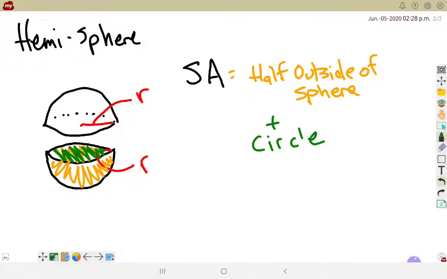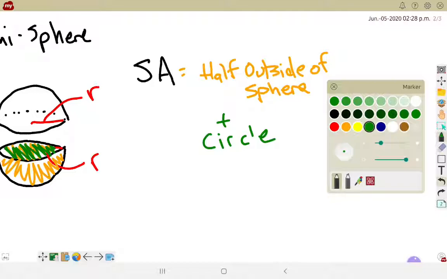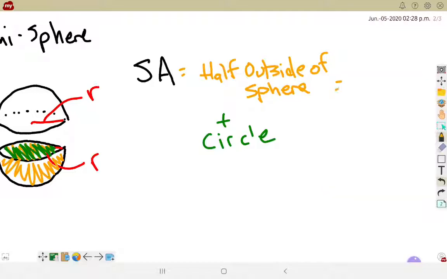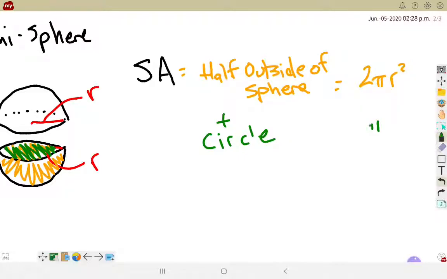Now it has the same radius as the hemisphere. So if the outside of the sphere is 4 pi r squared, and I'm going to cut that in half, so now I've got 2 pi r squared. If the radius is the same, well, this circle is just going to be another pi r squared. And since I need to add those two things together, 2 pi r squared plus, and I didn't write it, but we could write it as 1 pi r squared, that gives us 3 pi r squared for the surface area of a hemisphere.